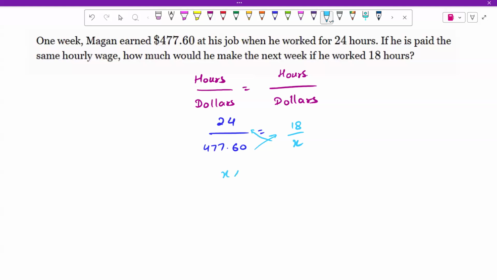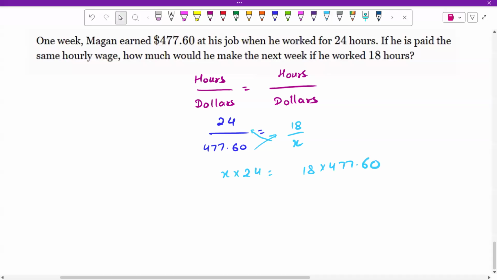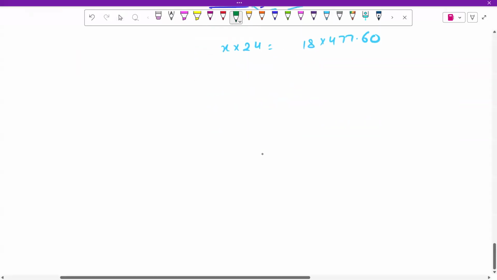X got multiplied with 24. 18 got multiplied with 477.60. See, the question over here is to find X. It's not to multiply the things at every step or divide the things at every step. So we first want to bring everything towards one side. So what will this become?